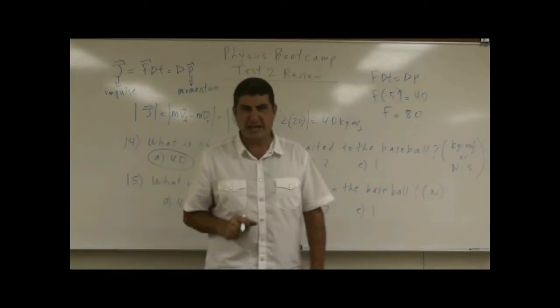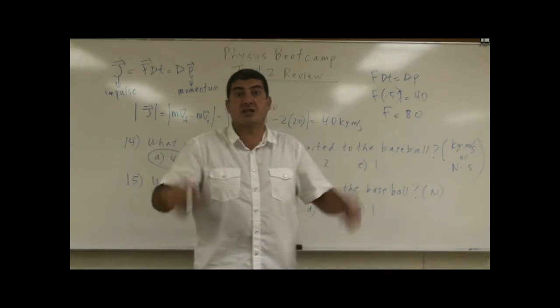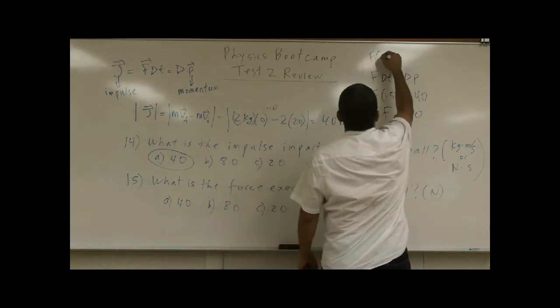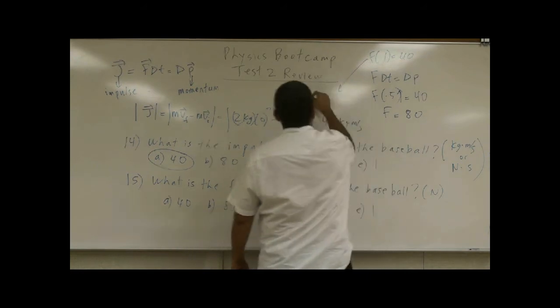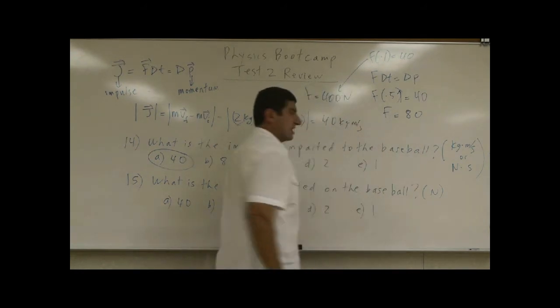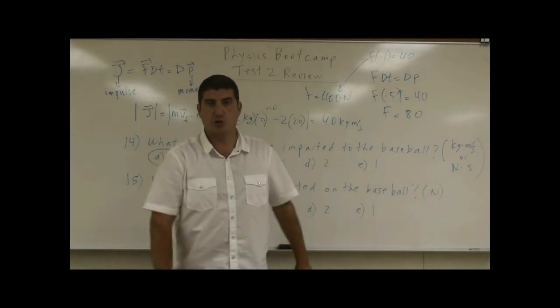What if you had tried to catch it with your bare hands? Okay, it hits your hand. Well, the time of contact might have been 0.1 seconds, right? So it would have been 0.1 times 40. What would the force have been then? 40 divided by 0.1, it would have been 400 newtons, right? So that would have really hurt your hand if you tried to catch a baseball with your bare hands.